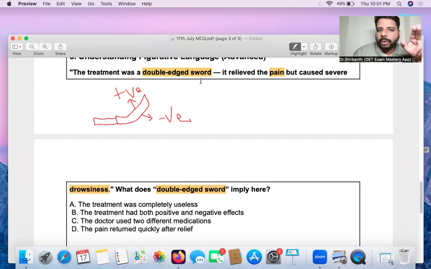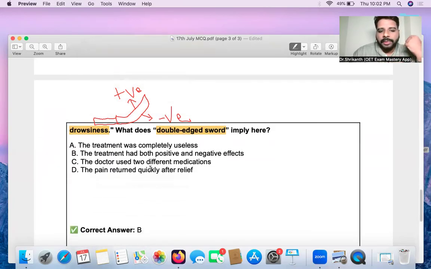And what is the sword over here? The sword over here is the treatment. The treatment is the sword. The treatment relieved the pain, that is positive, and it caused drowsiness, which is negative. So the right answer option will be B. The treatment had both positive as well as negative effects.